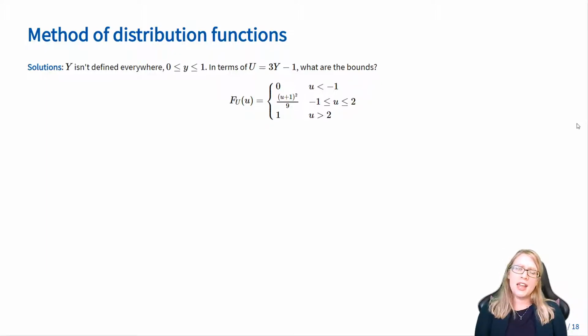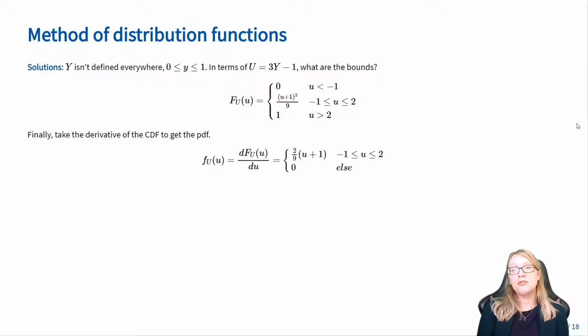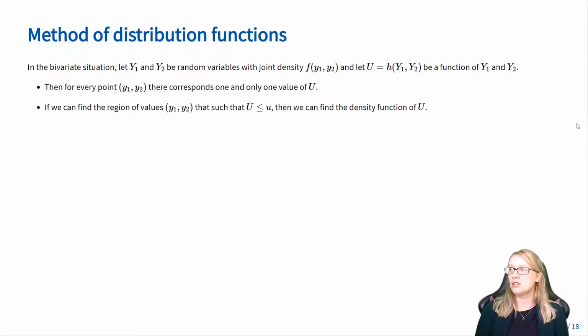This isn't defined everywhere. So the other thing we need to consider is how the bounds of y map to the bounds of u. y is defined from 0 to 1. Since u is equal to 3y minus 1, that means that u starts at -1 and runs up to 2. So that's our range for the daily profit. We'll then take the derivative of the CDF to get the PDF. So our density function of u is 2/9 times the quantity (u plus 1). So that's the method of distribution functions.